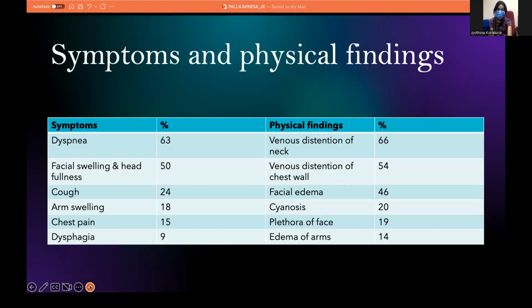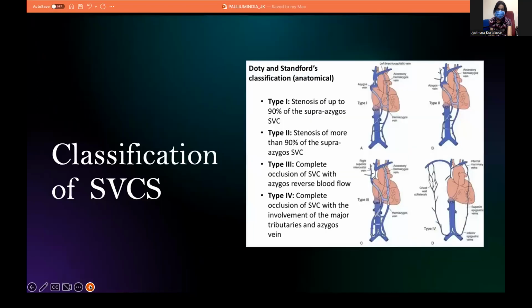So these are the common symptoms and physical findings that happen in patients with superior vena cava obstruction. Dyspnea is the most prevalent symptom, followed by facial swelling and head fullness. Other symptoms include cough, swelling of the chest vein, and dysphagia. Physical findings, because of the collaterals, you can see distended veins throughout the chest wall and neck. With the venous congestion, you can see the patient present with facial edema, cyanosis, plethora.